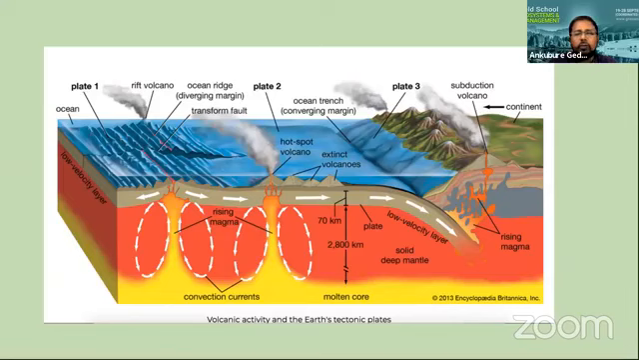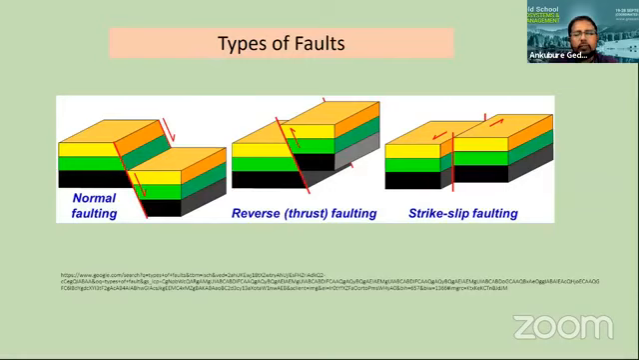And there are three types of faults. All these three types of faults may build a mountain, or sometimes they may collapse or destroy the mountains. So two things can happen. Sometimes it may be a constructive effect, sometimes destructive. Therefore, two types of result can be seen from the process of faults.